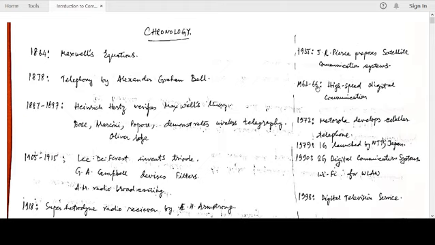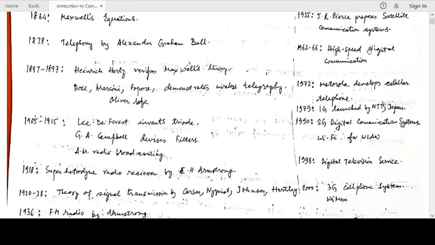From 1962 to 66, high-speed digital communication was developed. Viterbi and others contributed a lot in this area. In 1972, Motorola developed the cellular telephone. That is the first cellular telephone developed by Motorola. In 1979, 1G was launched by NTT Japan. Around 1980-81, it was launched in USA.